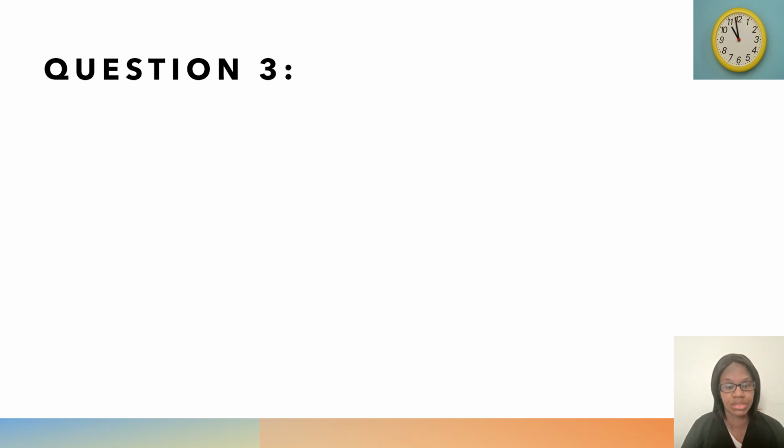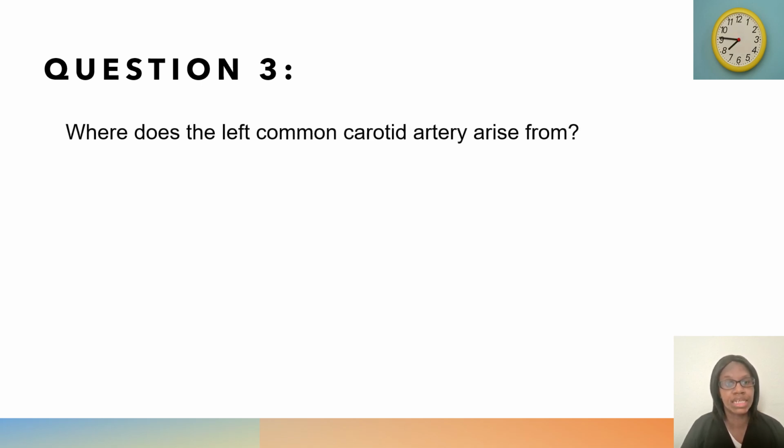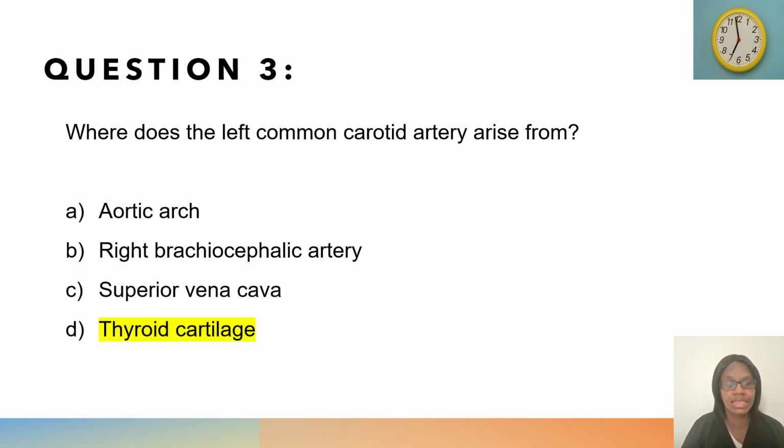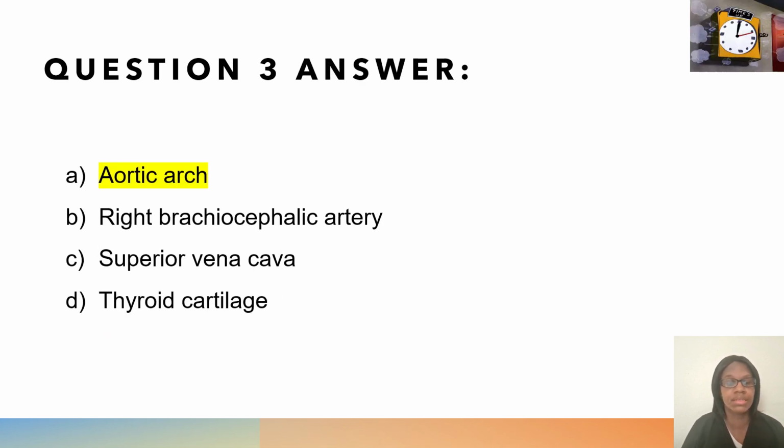All right, for question three. Where does the left common carotid artery arise from? A, aortic arch; B, right brachiocephalic artery; C, superior vena cava; D, thyroid cartilage. All right, the correct answer is A, aortic arch.